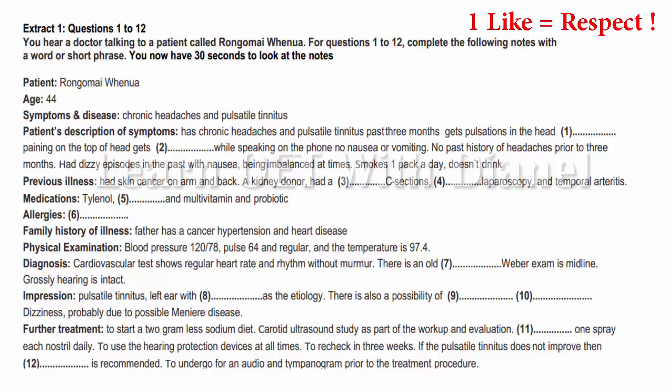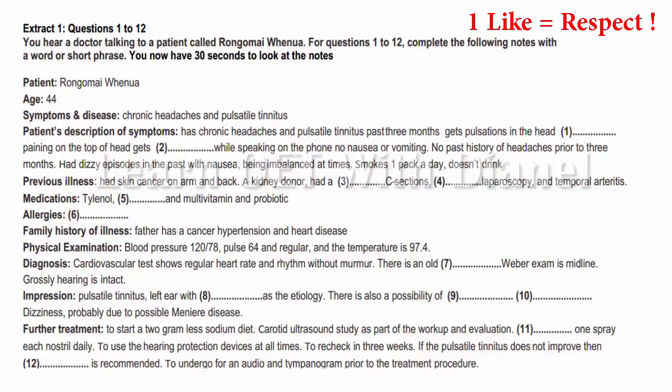Your physical examination shows your blood pressure at 120 over 78, pulse 64 and regular, and the temperature is 97.4. Cardiovascular test shows regular heart rate and rhythm without murmur. There is an old mastoidectomy scar on your left ear. Weber exam is midline. Grossly hearing is intact. You have pulsatile tinnitus, left ear, with eustachian tube disorder as the etiology. There's also a possibility of normal pressure hydrocephalus, deviated nasal septum, dizziness, probably due to possible Meniere disease.